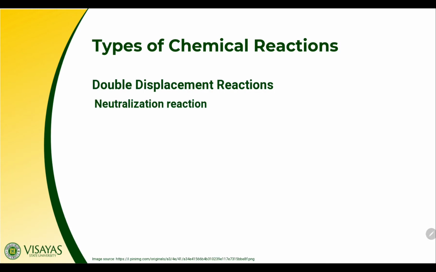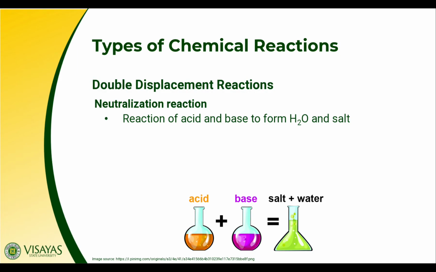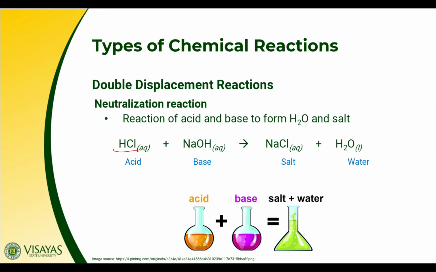So we have different types of double displacement reactions. We start with neutralization reaction. In this reaction, we have an acid and base reacting to form water and salt. So we have acid plus base forming salt and water. As an example, the previous equation is actually a neutralization reaction. HCl is our acid. This is a hydrochloric acid. Sodium hydroxide is a base. Sodium chloride is a salt formed, and we have, of course, the water molecule.